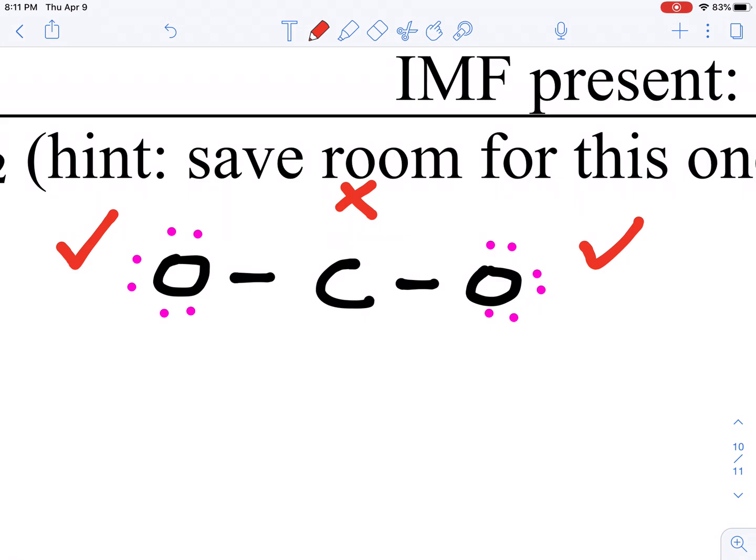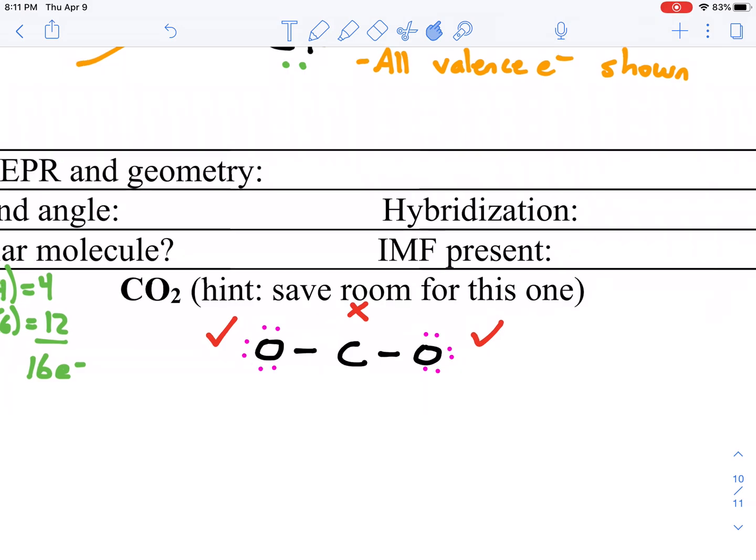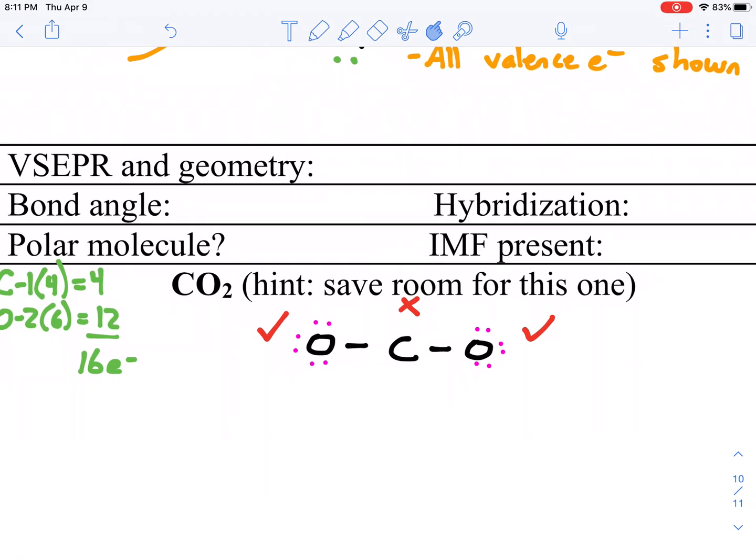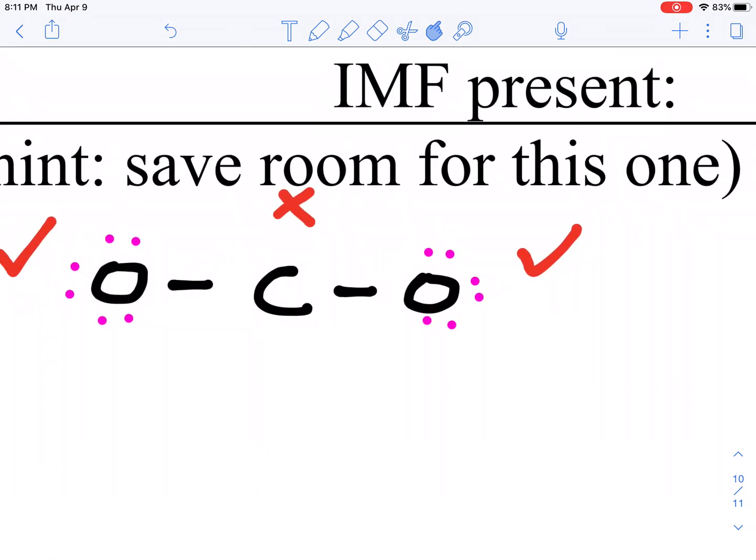So what do we do? If you run into a situation where you have your terminal atoms filled, and you don't have enough valence electrons to add to your middle atom, we're electron deficient, we don't have enough. We need to start sharing. And so what if we do this?